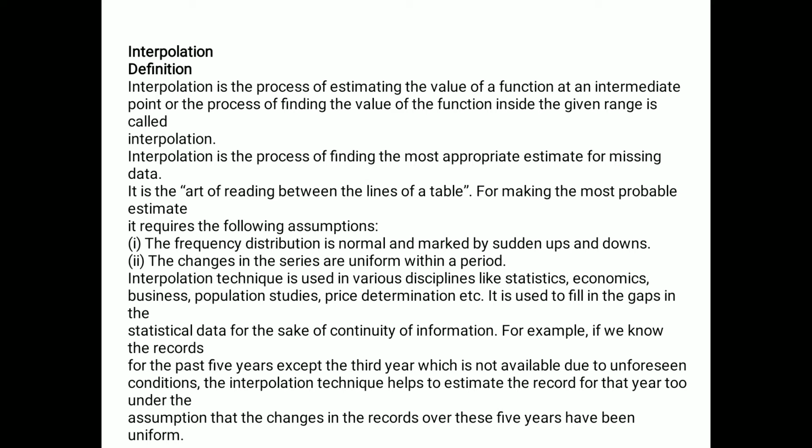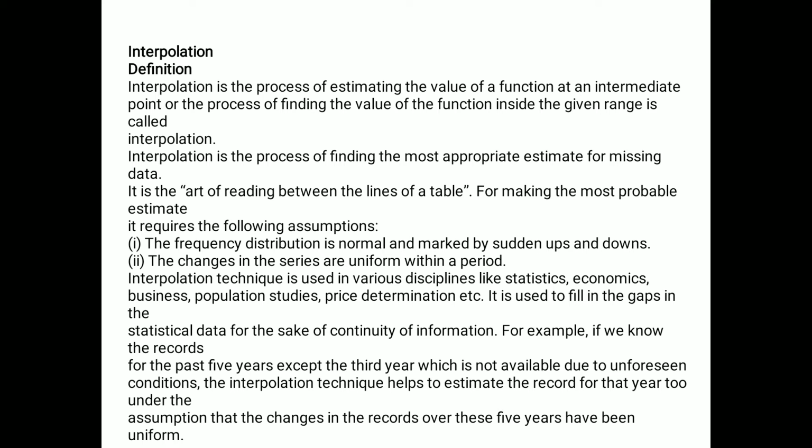It requires the following assumptions: the frequency distribution is normal and not marked by sudden ups and downs. The changes in the series are uniform within a period. The interpolation technique is used in various disciplines like statistics, economics, business, population studies, price determination, etc. It is used to fill in the gaps in the statistical data for the sake of continuity of information.